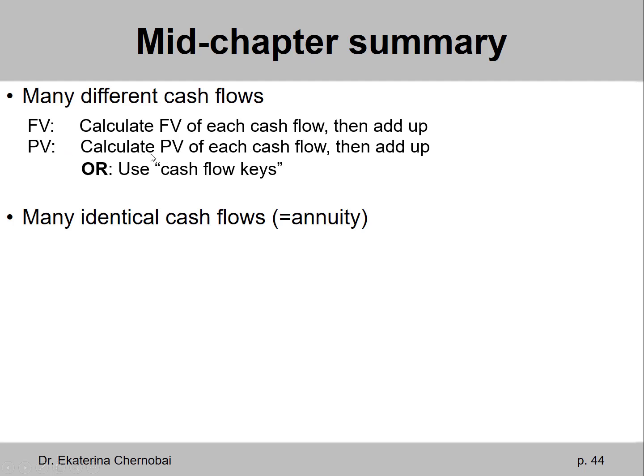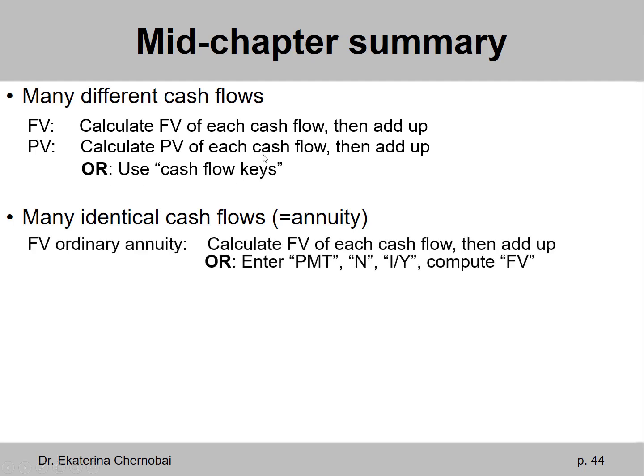You can find individual present values and then add them up. Or you can use cash flow keys in the financial calculator. Then we looked at many different cash flows which have identical values. That's what an annuity is.